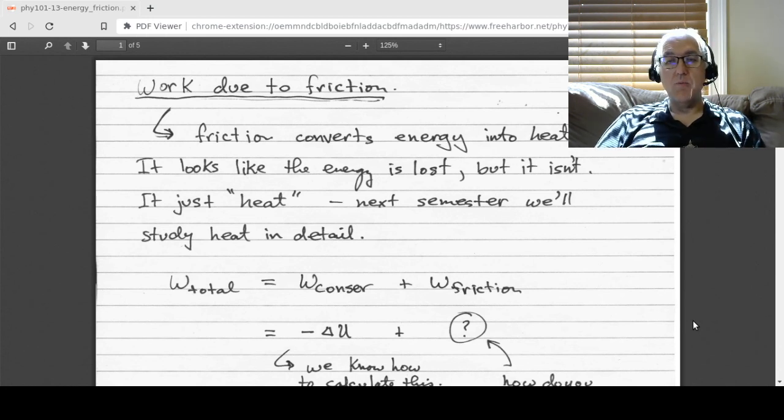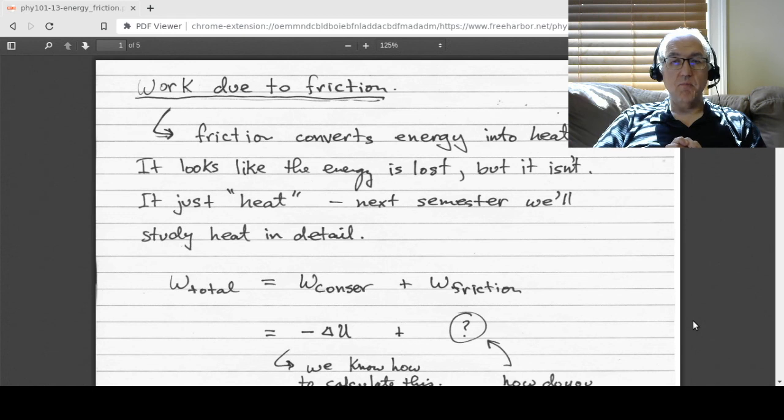Okay, but then we took the work and we actually split it into two pieces. We split it into a piece which was the work due to conservative forces, conservative because it conserves energy, and the work due to non-conservative forces. And there was only one non-conservative force, and that was friction.